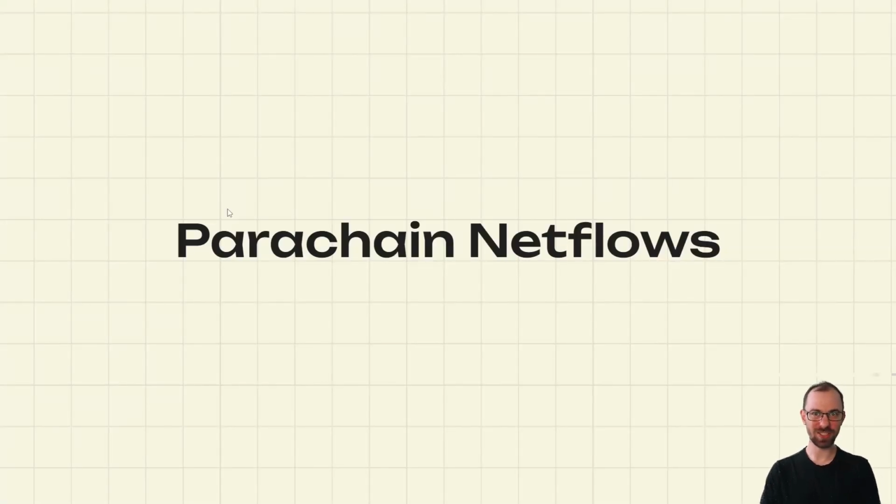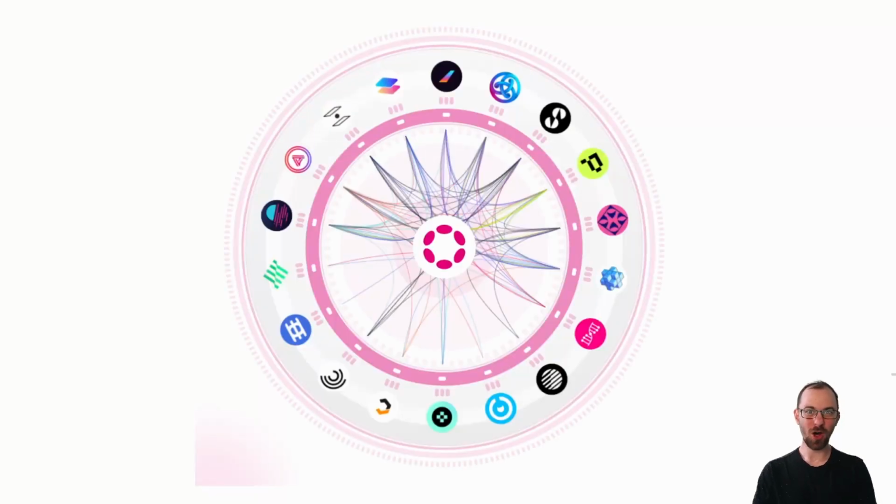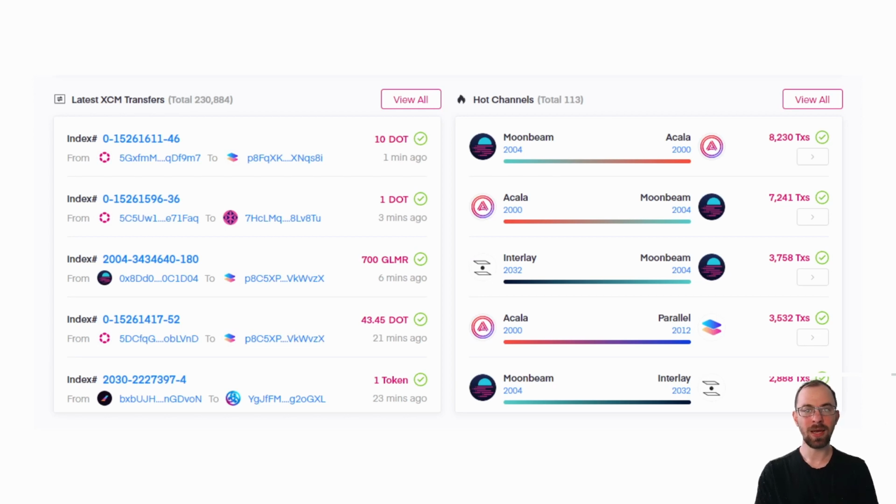Okay, now let's take this concept and translate it over to parachains. On Polkadot, we have quite a few parachains already live, and they are already interacting. They are sending tokens back and forth between the parachains, and there is quite a lot of activity. This graphic here is from Subscan, which has a very nice XCM explorer that allows you to explore the actual data of which channels between parachains are the hottest channels, where the most transactions are happening, what the latest transactions are, and so on.